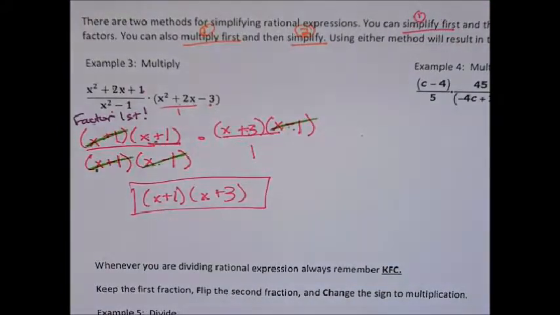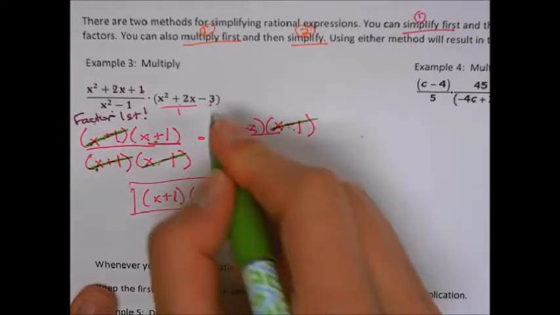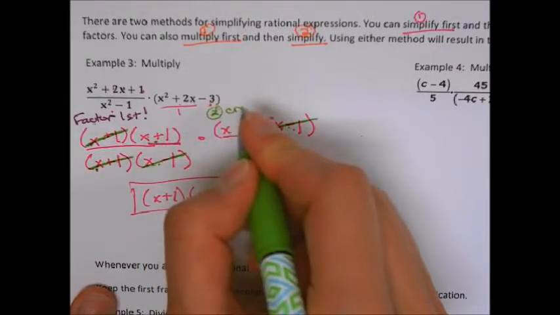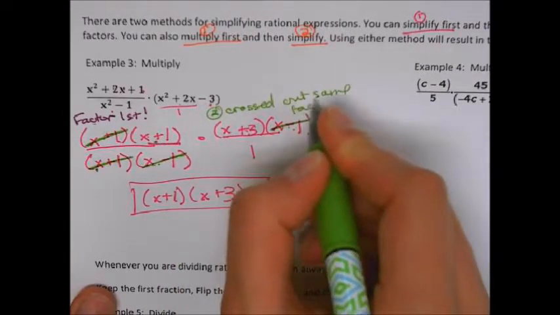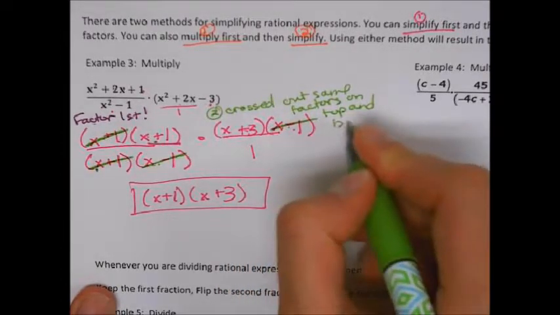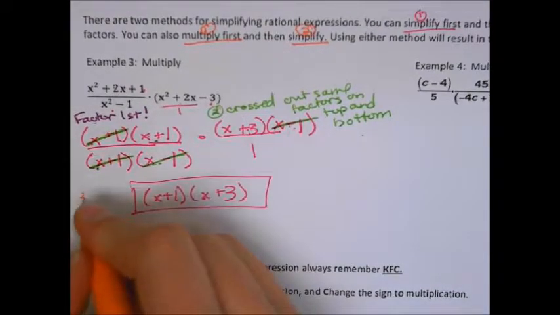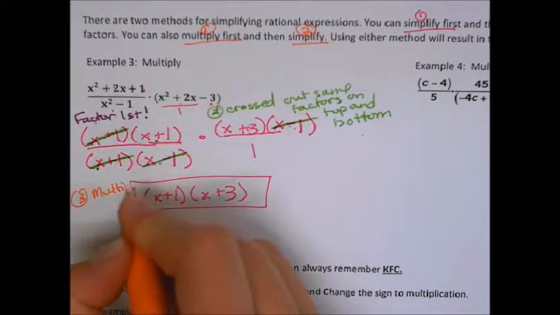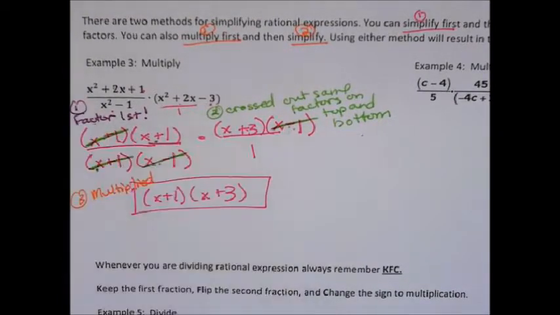So again, factor first. Then we crossed out the same factors on the top and the bottom. And then we multiplied. And you're allowed to leave it in this factored form. You don't actually have to multiply that out. Let's look at number 4.